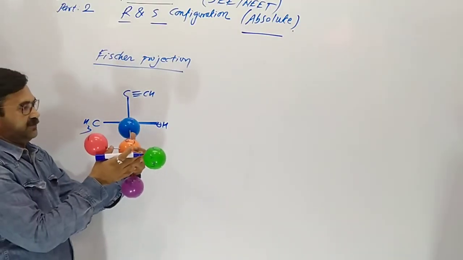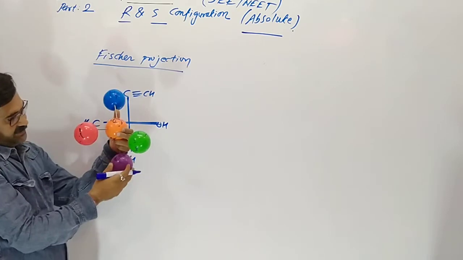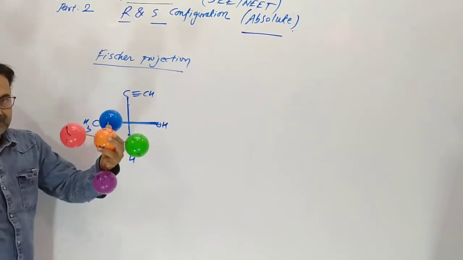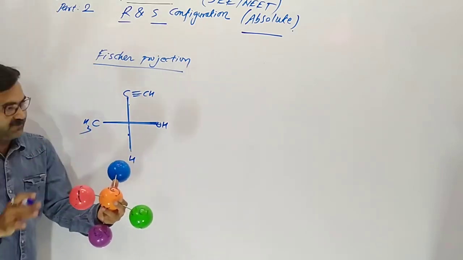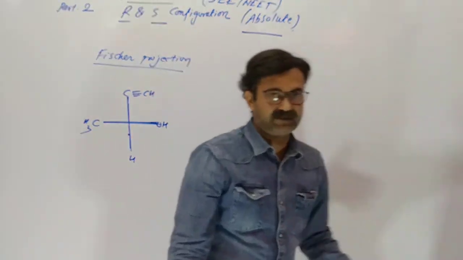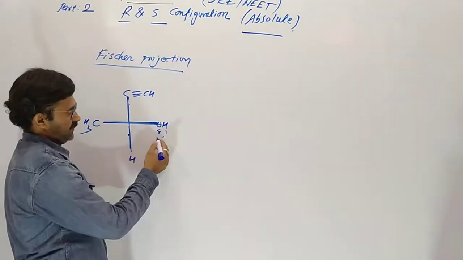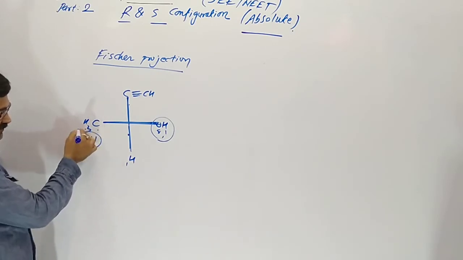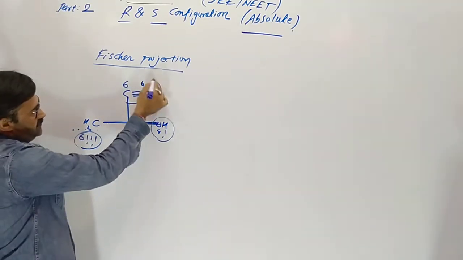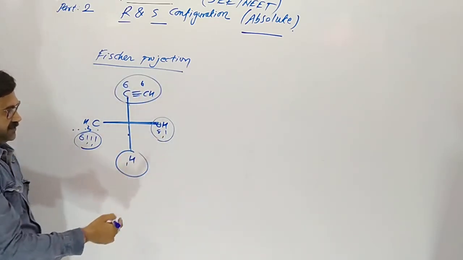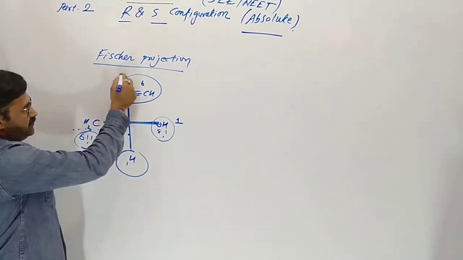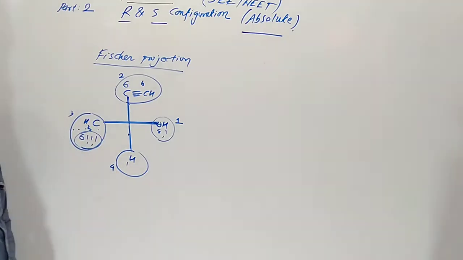Methyl and OH are in the plane. C triple bond CH and H are on the vertical, which we have to assume is behind the plane. Yes, this trick is given by Fischer, which is called the Fischer projection. Here, too, we give numbers in decreasing order of atomic number: 8, 1, 1; 6, 1, 1; 6, 1, 1; 6, 6. Okay, 8 comes first. So the order is 1, then 2, 3 and 4.